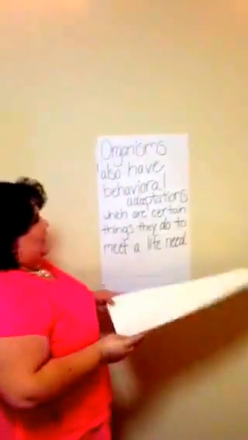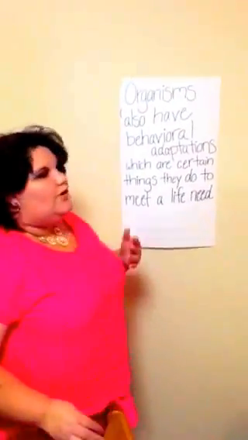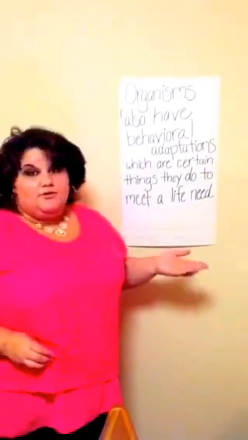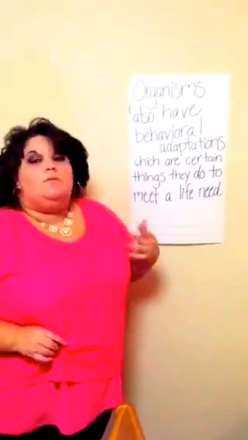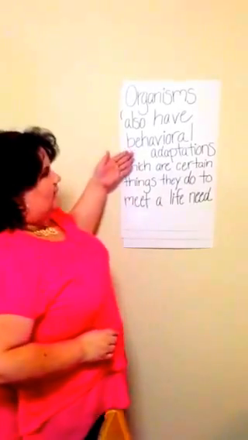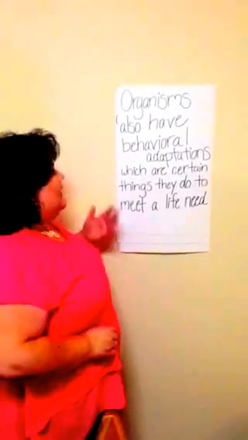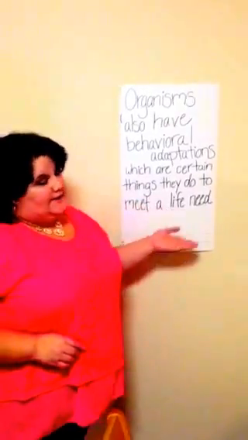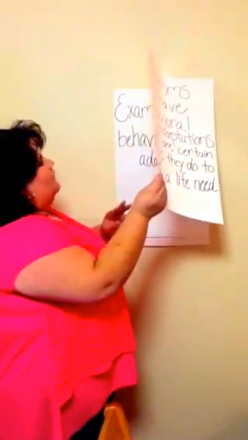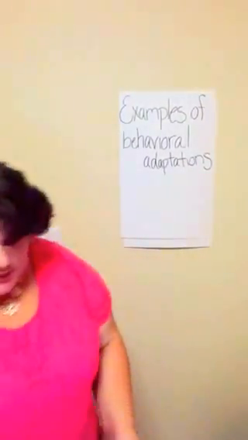The second kind of adaptation is a behavioral adaptation. So you can think of a structural adaptation as something the animal or plant or human has. And a behavioral adaptation is something an animal does to succeed in its environment that also helps it meet that life need. And so I'll give you an example of a behavioral adaptation, and that's here.